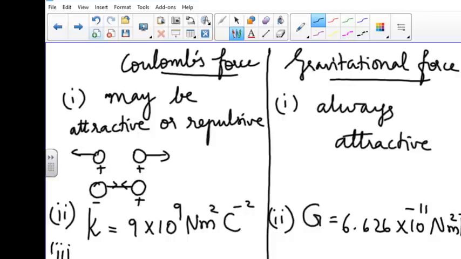And the third point is about the force in a medium. The gravitational force between two masses is independent of the medium. So whatever may be the medium, the gravitational force remains the same in all media.